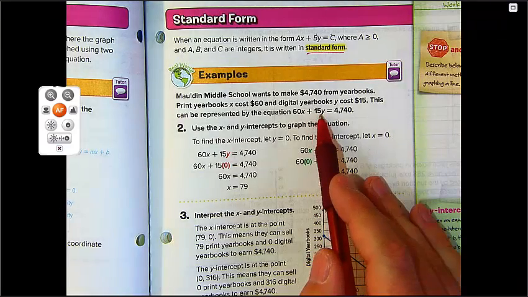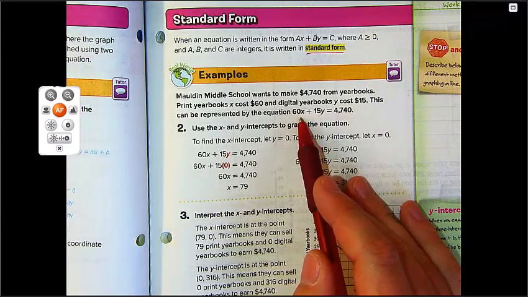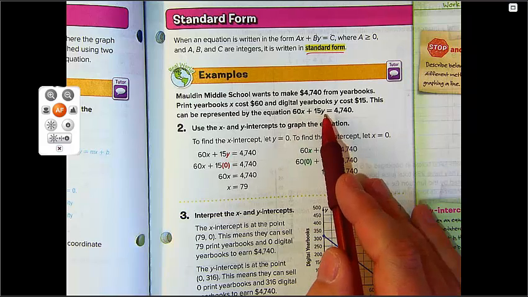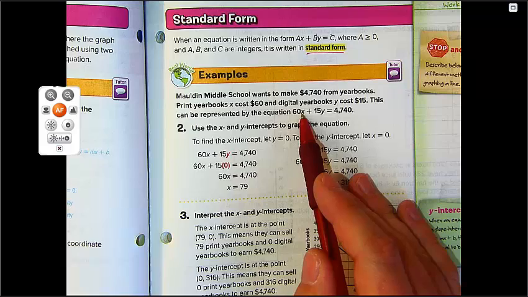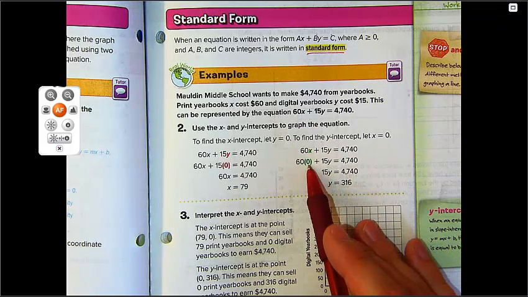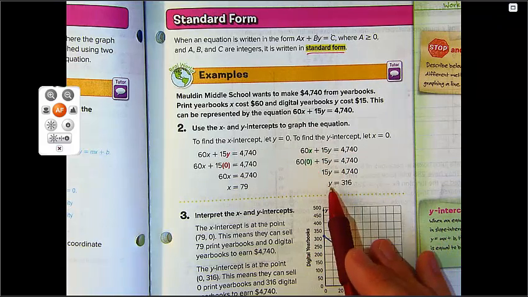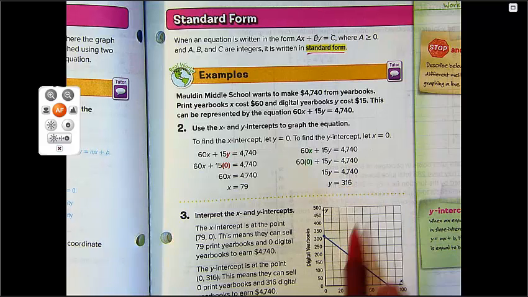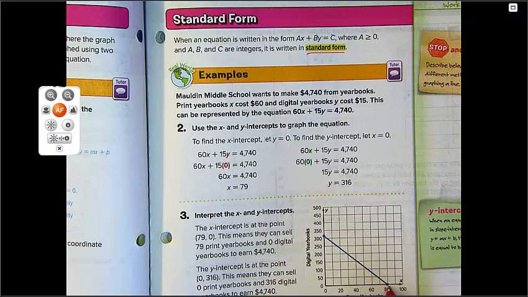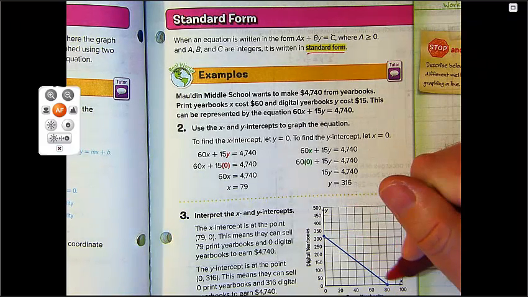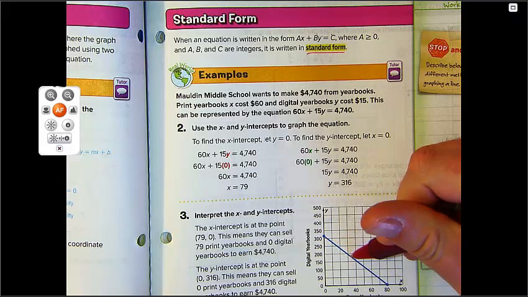Then what if we sell all digital and no regular yearbooks? How many of just digital would we need to sell to get there? Well, in that case, we plug in a 0 for this, like we did here, solve, and you get y equals 316, which is right there. So they'd have to sell 316 of those yearbooks, or 80 of the regular yearbooks to make their mark, or notice this line.